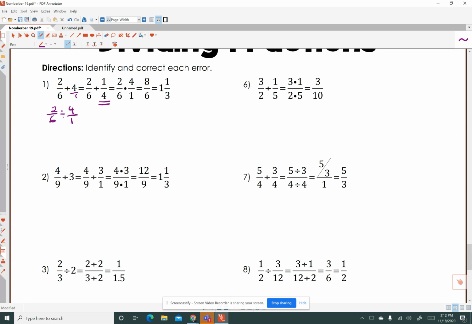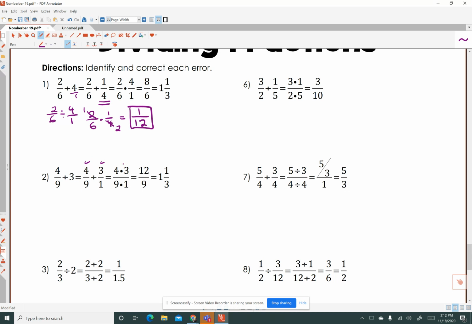Okay, then we do the multiplying by the reciprocal. And we can cross simplify because both those numbers are divisible by 2, which will give us 1/12. Number 2, 4/9 divided by 3, okay. 4/9 divided by 3/1, that's okay.